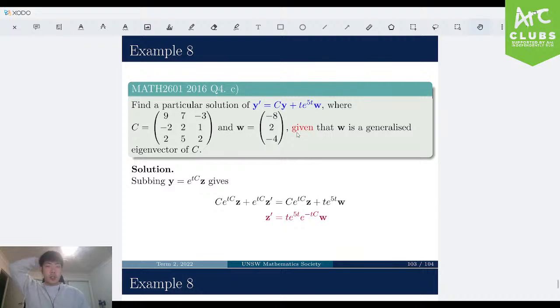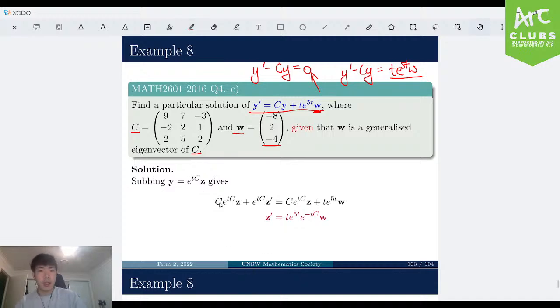Okay? Lastly, the last example of the day. What if we have a differential equation where it's not homogeneous? So far we've been dealing with the situation where we have this. This is called homogeneous because the right-hand side is 0. But what if we have something like this, where the right-hand side does not depend on y, but it's not 0? This is then called non-homogeneous because our right-hand side is non-zero. Okay? Again, same matrix C. We're now also being told that this vector w is this vector, and it's given that w is a generalized eigenvector of C. Okay?